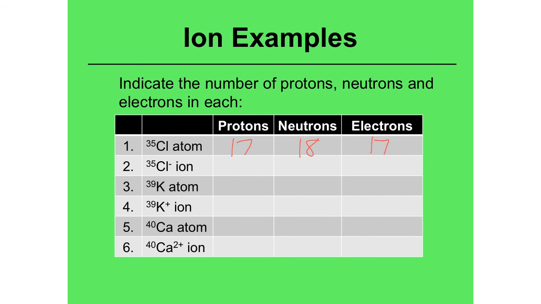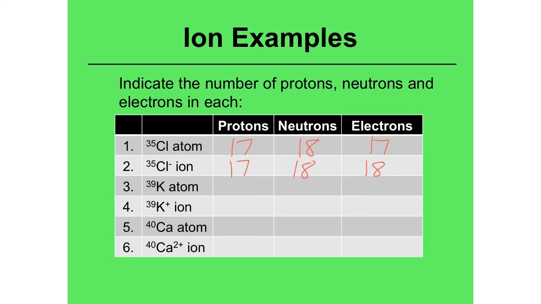Now in number 2, the only thing that has changed is now I have a -1 charge, so it's an ion. The proton still has to be 17 because the atomic number can't change, or else it would no longer be chlorine. The mass didn't change, so the neutrons are still 18. But I have a -1 charge, which means I have extra electrons. So now I have 18 electrons. I have extra electrons, so the overall charge is negative.